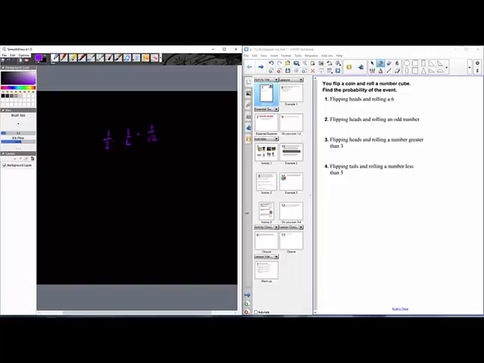Flipping a heads and rolling an odd number. Well, that'd be a 1/2 again, times 3/6, which is 3 over 12, or 1/4. Flipping a heads and rolling a number greater than 3. Well, numbers greater than 3 are 4, 5, and 6. So I have a 3 out of 6 chance again, and a 1 out of 2 chance of getting a head. So this again is 3 out of 12, or 1/4.